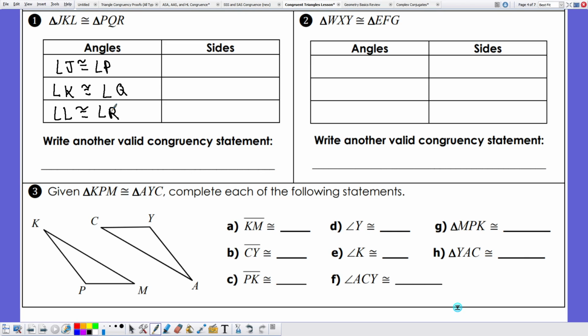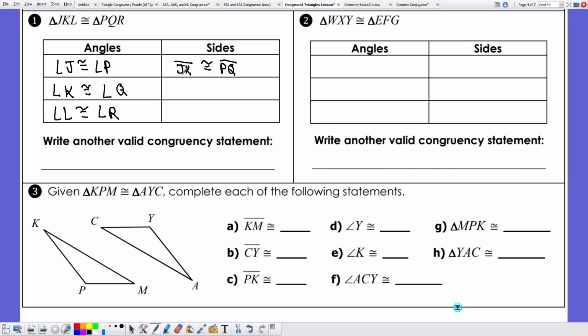Now, for example, the sides. Well, sides are always 2 points. So, for example, the first two letters in the first triangle are JK. That would be one side of the triangle. That must be congruent with PQ, because those are the first two letters of the other one.